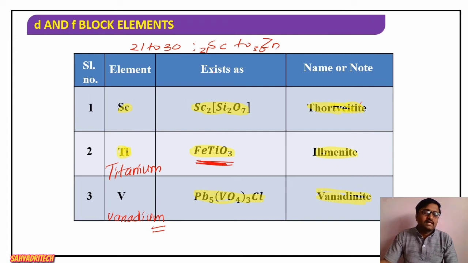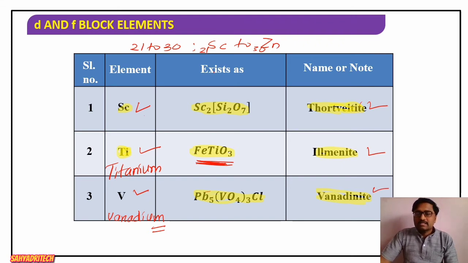So for three elements of the 3d series: scandium exists as thortveitite, titanium exists as ilmenite, and vanadium exists as vanadinite. These are the ores of scandium, titanium and vanadium.